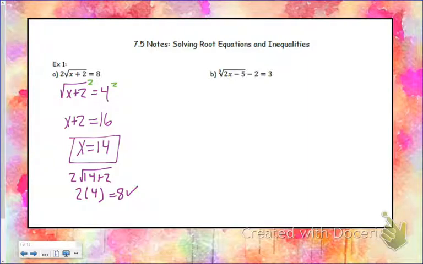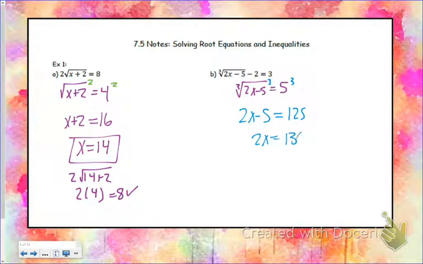Now looking at B, same type of problem, but this time it is cubed instead of squared, but I would still get the root by itself. And now I would cube both sides. So I'd be left with 2x minus 5 is equal to 5 cubed, which is 125. Add 5. And I get that x is equal to 65. Again, I would go back and I would plug this in.